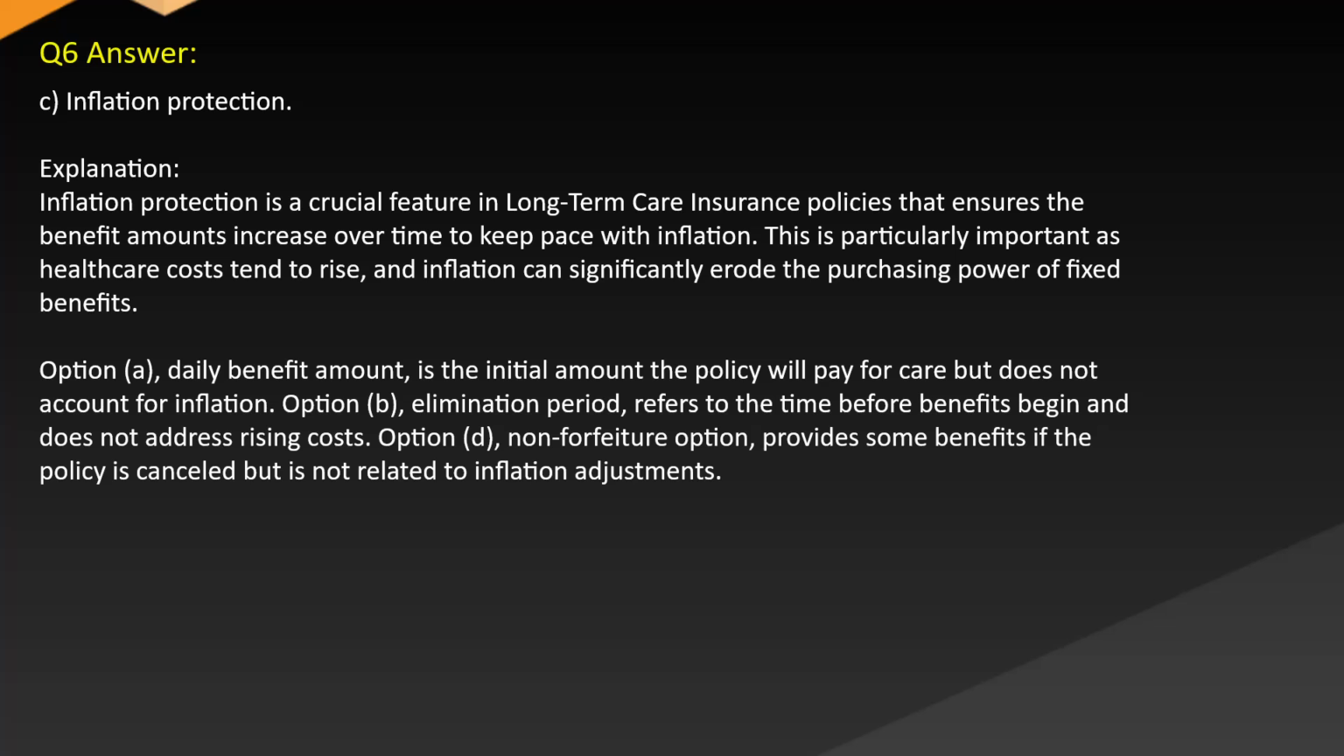Option A. Daily benefit amount is the initial amount the policy will pay for care but does not account for inflation. Option B. Elimination period refers to the time before benefits begin and does not address rising costs. Option D. Non-forfeiture option provides some benefits if the policy is cancelled but is not related to inflation adjustments.